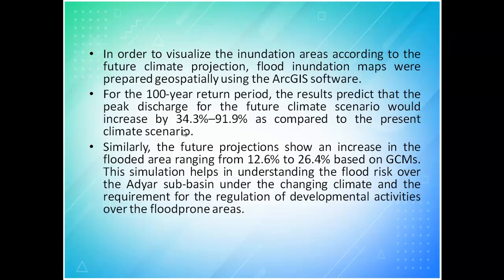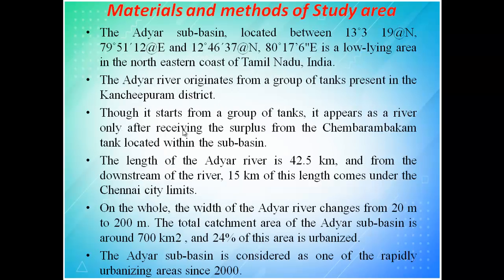Then they may give some conclusions: you can try to construct some type of barriers so that the affected areas can be reduced. The Adayar sub-basin is located between 13.33 latitude and 79.51.12 east longitude, and on all four directions it is a low lying area in the northeastern coast of Tamil Nadu, India. The Adayar river originates from a group of tanks present in Kanchipuram district.